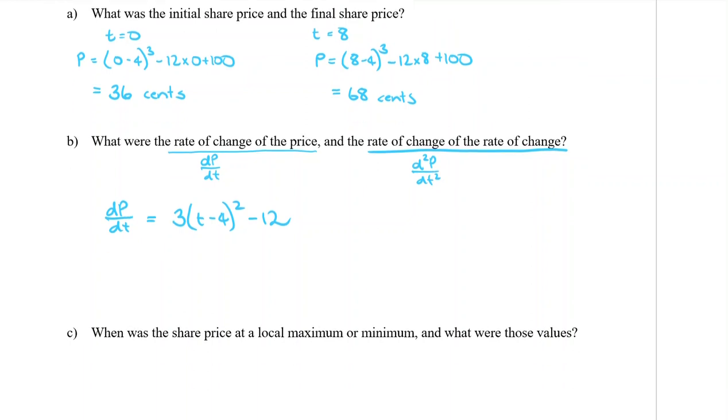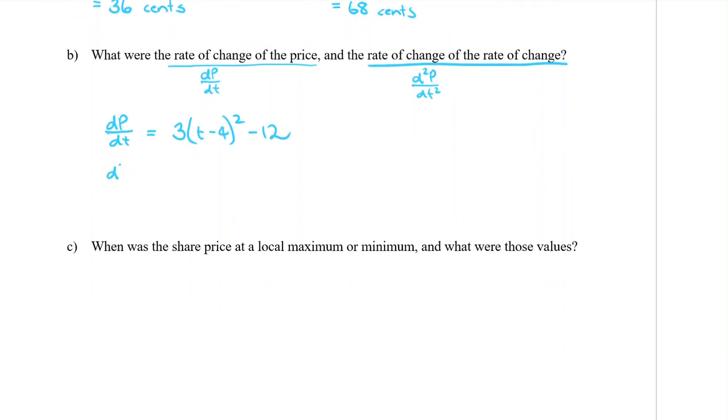Now doing the second derivative, d squared p over dt squared. Differentiating the bracket again, the 2 will come down. 3 times 2 is 6. Keep the bracket, subtract 1 from the power, be a power of 1, and the minus 12 would disappear. So that's all we need for B.